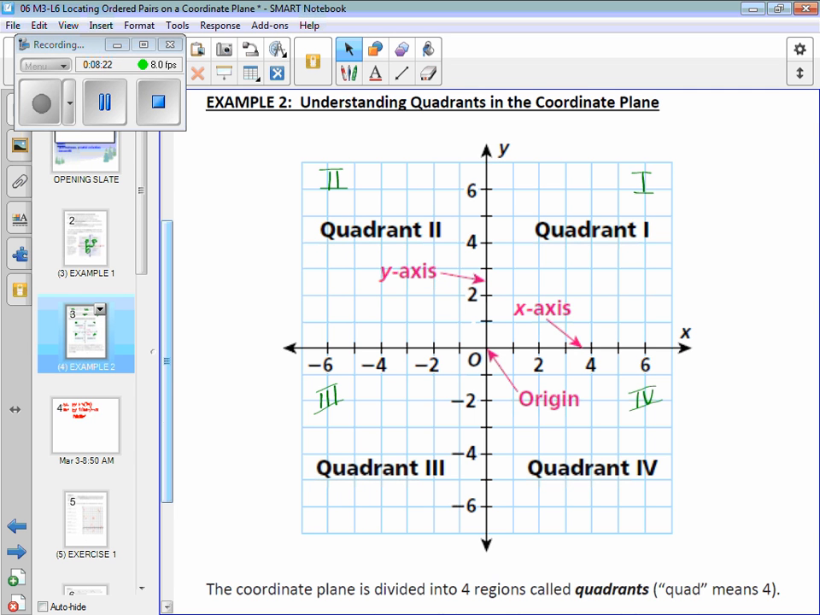Okay, ready? If I give you the coordinates 2, 4, what quadrant would you be in? Momo. Let's see if she's right. X is always first, so I'm going to move what direction, left or right, to get to 2? Right. 1, 2. 4, positive 4, up or down? 1, 2, 3, 4, and she's right. Come up and get a ticket.